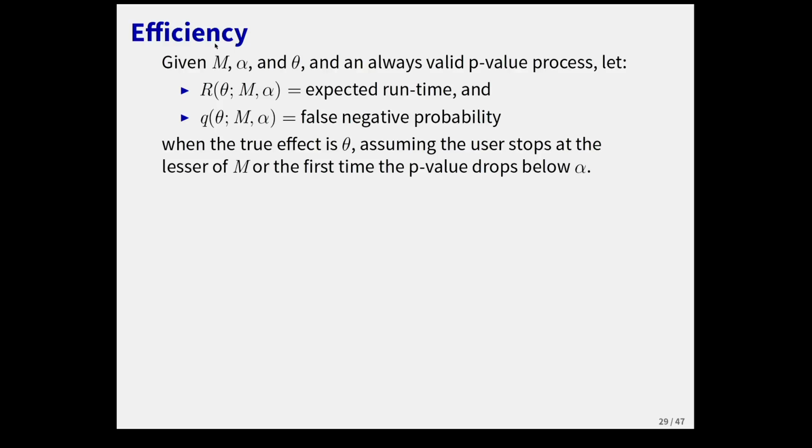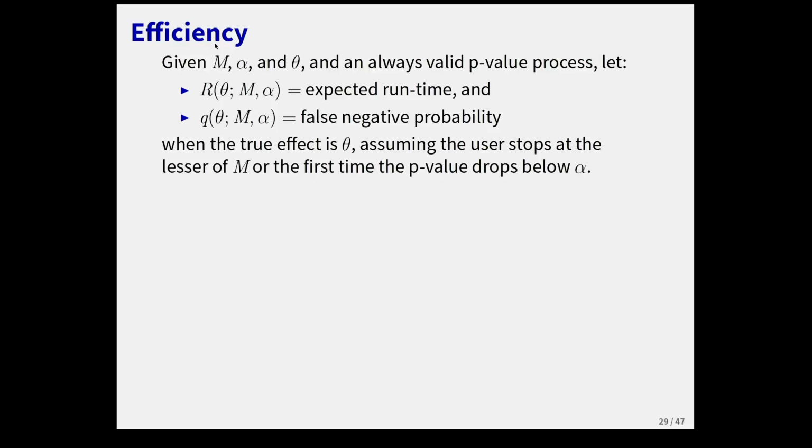OK, so this is probably the densest slide in the talk. So here's how I define efficiency. Given an m and an alpha, so that parameterizes the user. OK, m is how long they're willing to wait. Alpha is their type 1 error constraint. And an always valid p-value process, I'm going to think about two things.